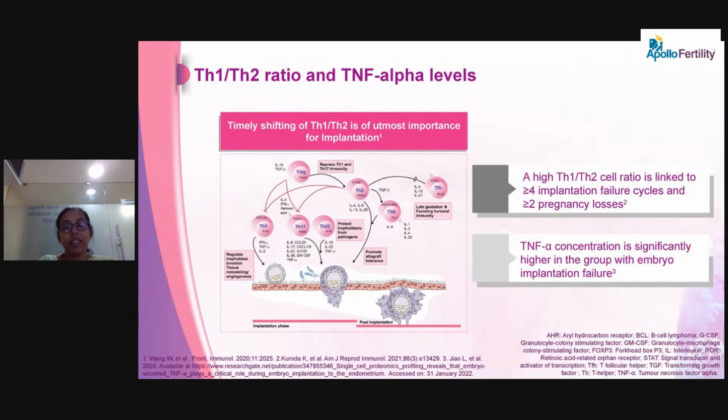Same as I said, the T helper cells. The ratio between the T1 and T2 helper cells and TNF alpha plays a very important role in achieving implantation. The timely shift of the T helper 1 to T helper 2 is of utmost importance for implantation. There should be a predominance of T2 cells. A high T1 cell count or a high T1 to T2 ratio is linked to more than 4 times implantation failure rates and pregnancy loss. Similarly, TNF alpha concentration is significantly higher in the group with the embryo implantation failure.